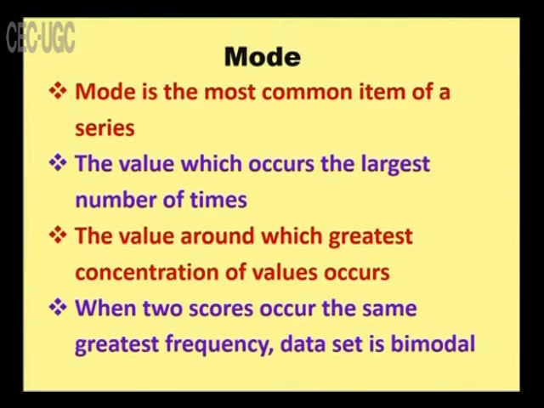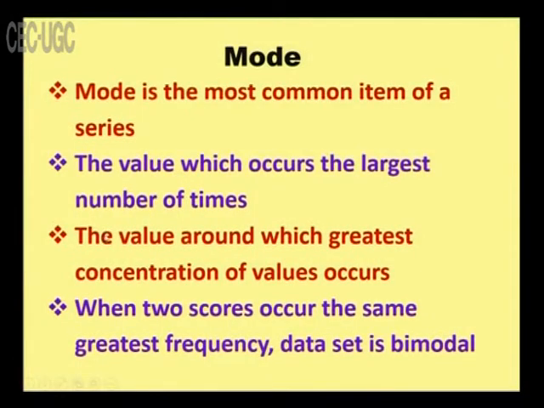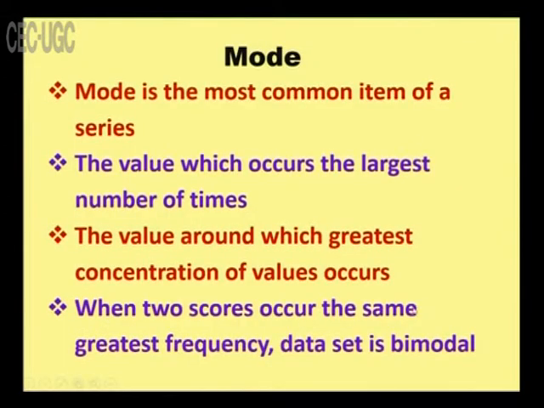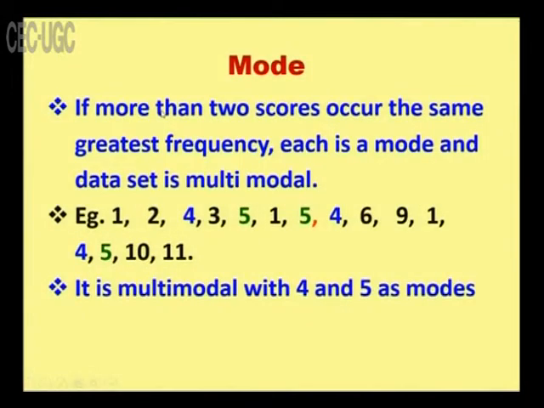Now, let us discuss the mode. The mode is the most common item of a series, and it is defined as the value which occurs the largest number of times. That means, in a series, if any value is occurring the largest number of times, that is called the mode. Or we can say it is the value around which the greatest concentration of values occurs. That means if some number is occurring the largest number of times, naturally it is concentrated with many values. Or when 2 scores occur with the same greatest frequency, the data set is bimodal. So, it is not necessary that a data set has only one mode. If 2 values are occurring with the same greatest frequency, that is called bimodal. Similarly, if more than 2 scores occur with the same greatest frequency, each is a mode and the data set is multimodal.